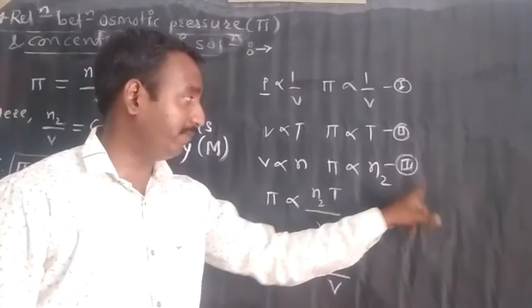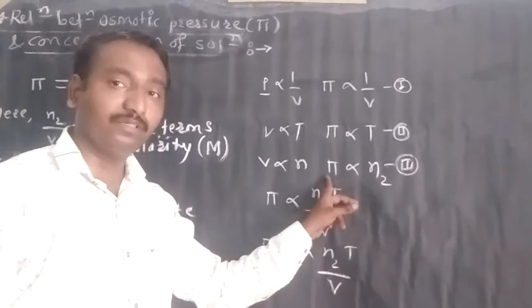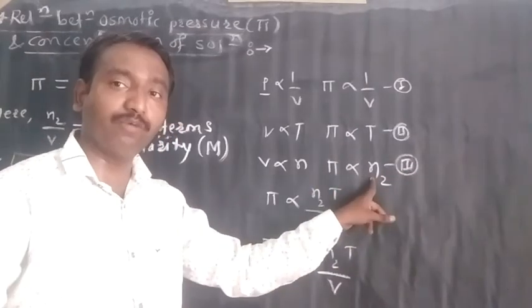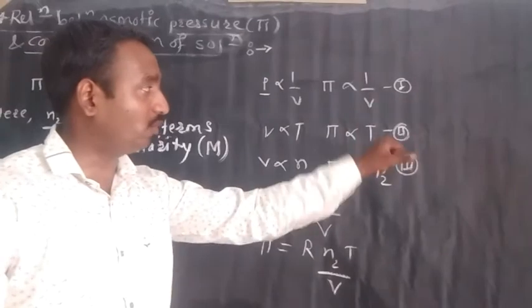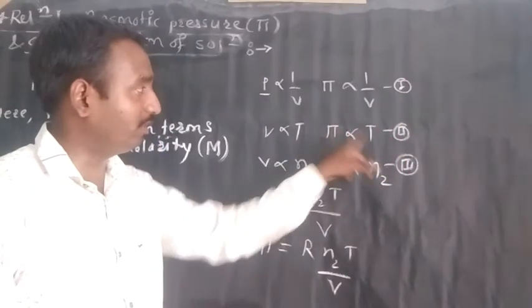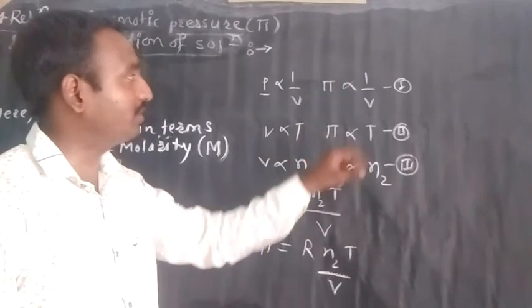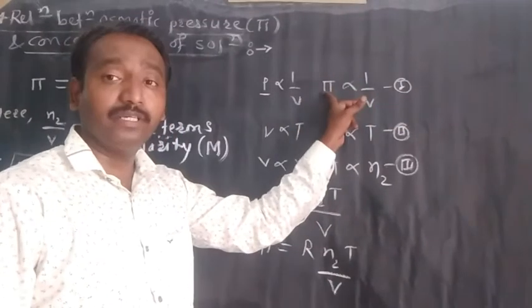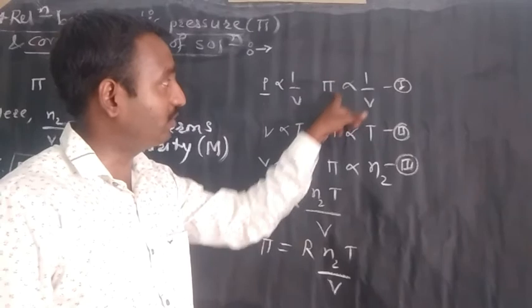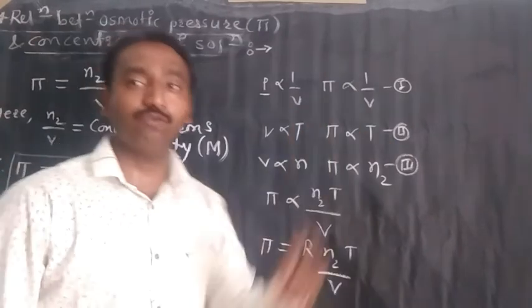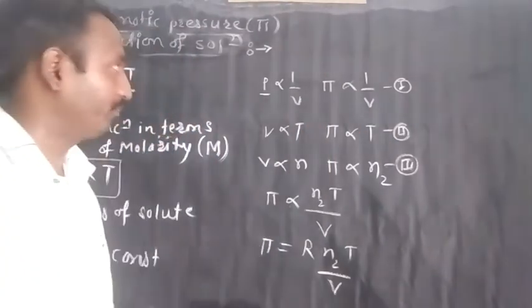At constant temperature and volume, osmotic pressure is directly proportional to the number of moles of solute. At constant volume or constant concentration, osmotic pressure is directly proportional to temperature, and at constant temperature, osmotic pressure is inversely proportional to V. That is called van't Hoff's Boyle's law.